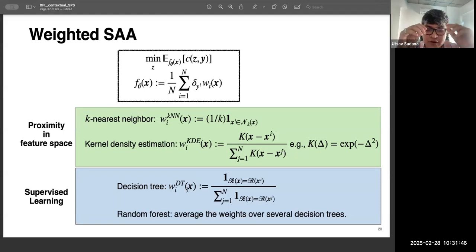You can do something much better by considering several decision trees, and then you take the average of the weights of these decision trees and use these new weights to make decisions about every covariate x.